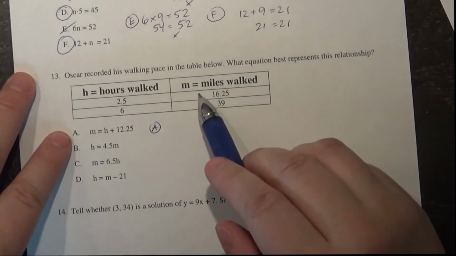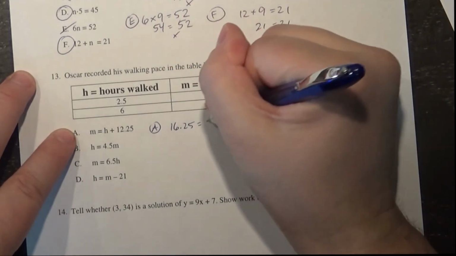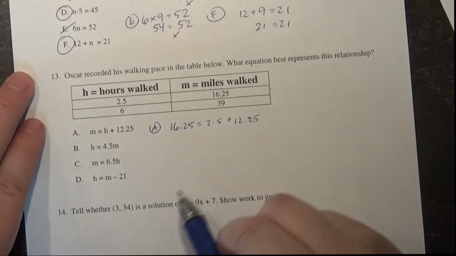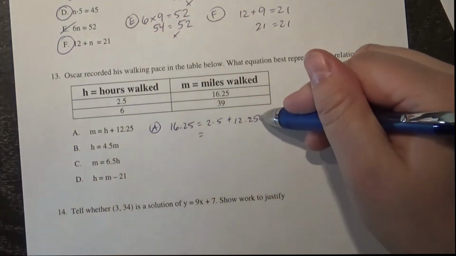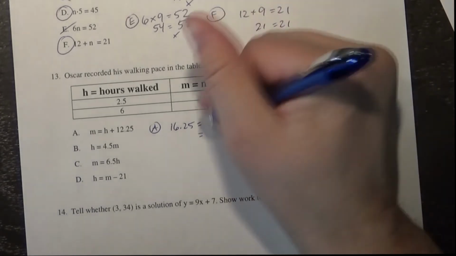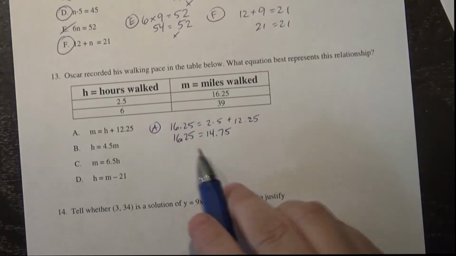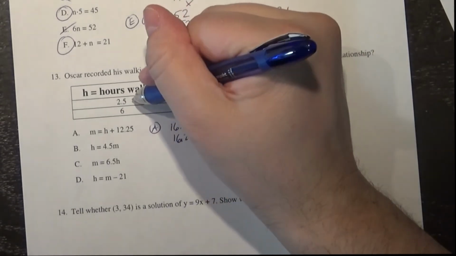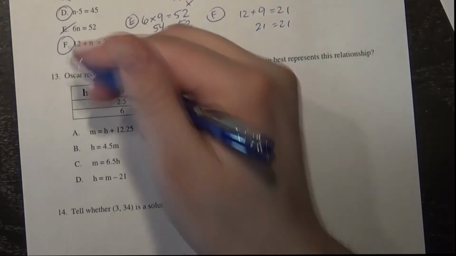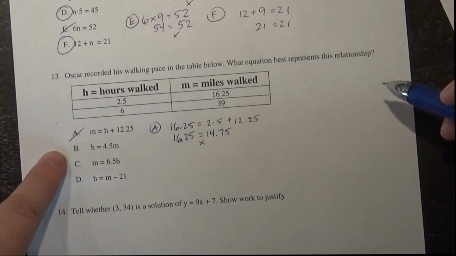So I'm going to use my first numbers here to begin with. So I have m equals 16.25, equals 2 5/10 plus 12.25. So if I add these together, I know that 25/100 and 5/10 is going to be 75/100. I know that 2 and 12 is going to be 14. So that's 14 and 75/100. So that does not equal out. That's a no for my first pair. I don't have to bother plugging in the 6 and the 39 because I know it doesn't work for my first set. So it's not going to work for the other one either. Or even if it does, it doesn't really matter because that's not the best equation for that relationship.